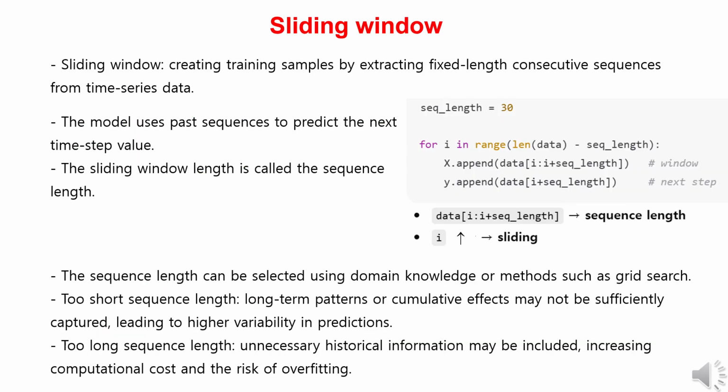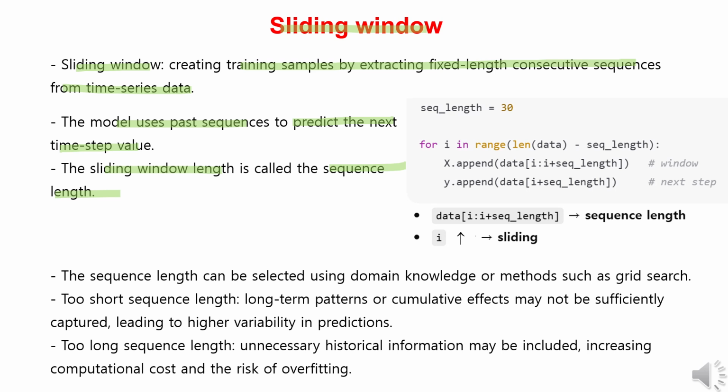A common method for feeding time series data into a model is the sliding window approach. A sliding window refers to a technique in which training samples are created by extracting fixed-length, consecutive sequences from time series data. Using this method, the model learns patterns over a certain period in the past and predicts the value at the next future time step. In actual code implementations, the length of this sliding window is usually called the sequence length.